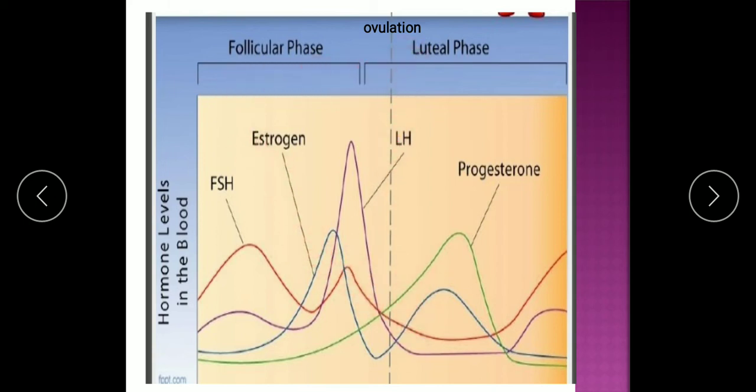In the ovulation phase, the hormones regulate or slow down the process. Then in the luteal phase, the LH level is reduced. The estrogen level is reduced. The progesterone level is elevated, which leads to the luteal phase. This shows the hormonal levels in the blood during the female reproductive cycle.